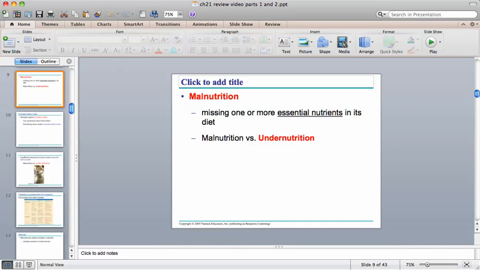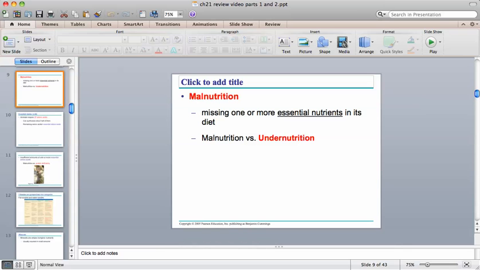Now, malnutrition is the third category of a nutritional problem. So we did talk about undernutrition and overnutrition. Now, malnutrition is a situation where you could be eating plenty of calories, but you're not getting all the essential nutrients. So you could be malnourished as a result. So you could be undernourished, which means you're not getting enough calories, but maybe you're getting all the essential nutrients. Whereas malnutrition is a situation where you're getting enough calories, but you're not getting all of the essential nutrients. So be sure you understand that distinction.